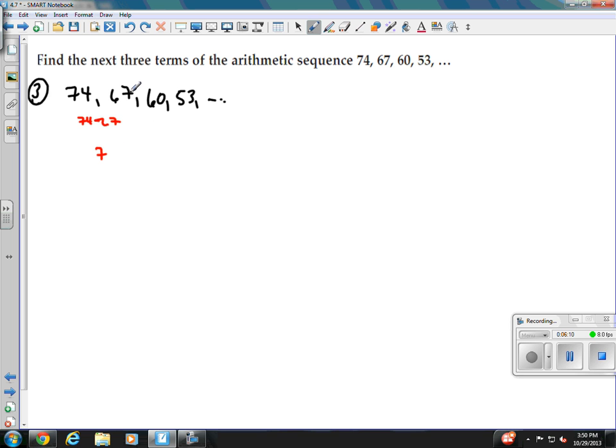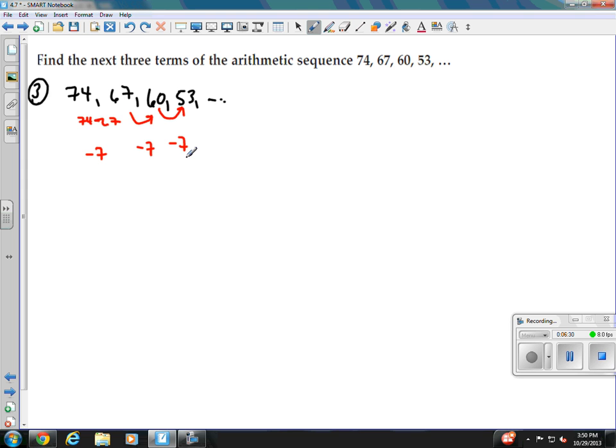And then we say, well, what's 67 minus 60? Once again, we're subtracting 7. And how do you get from 60 to 53? Once again, you subtract 7. So once you know what you're decreasing by, then you know your sequence.